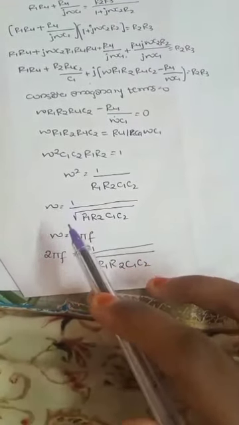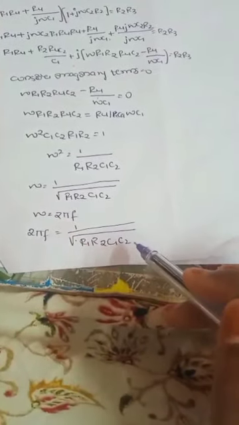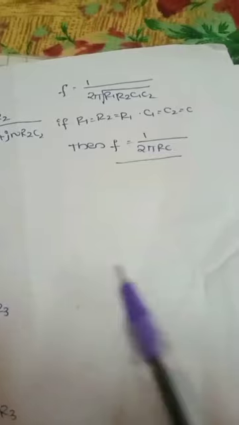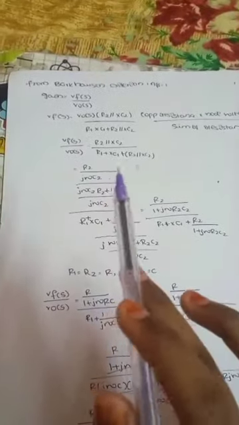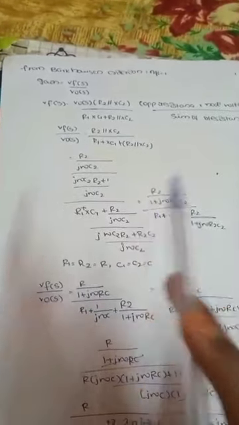Taking the square root, omega equals 1 by root of R1 R2 C1 C2. We know that omega equals 2 pi f, so 2 pi f equals 1 by root of R1 R2 C1 C2, and the frequency f equals 1 by 2 pi root of R1 R2 C1 C2. With R1 = R2 = R and C1 = C2 = C, the frequency f equals 1 by 2 pi RC. From the Barkhausen criterion, A beta equals 1.